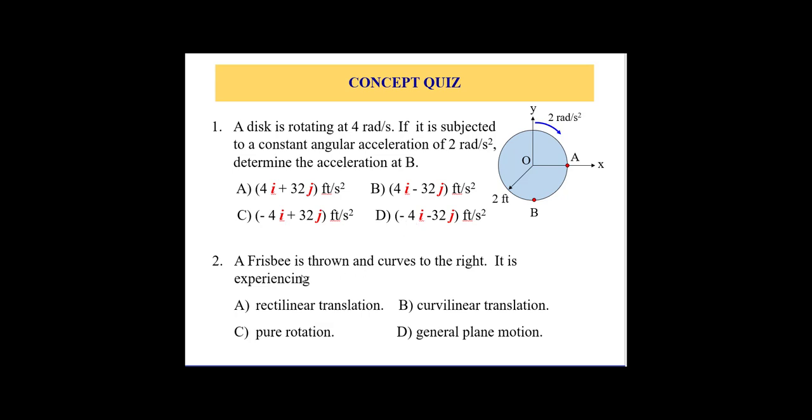A frisbee is thrown and curves to the right. What kind of motion is it experiencing? Well, it's a general plane motion.